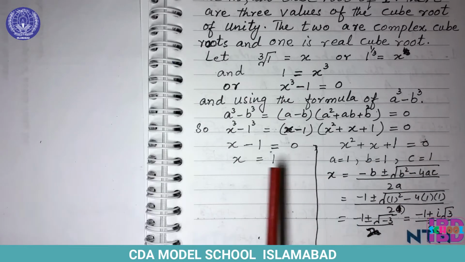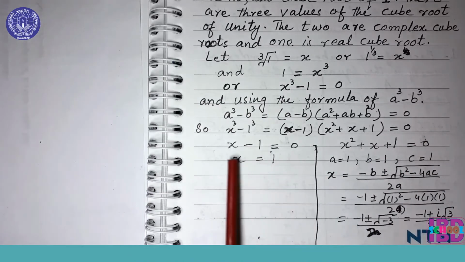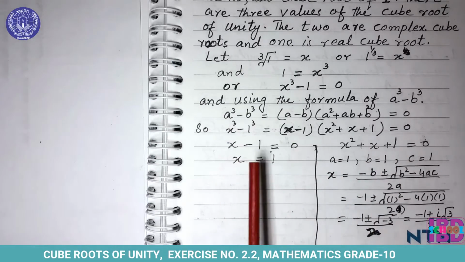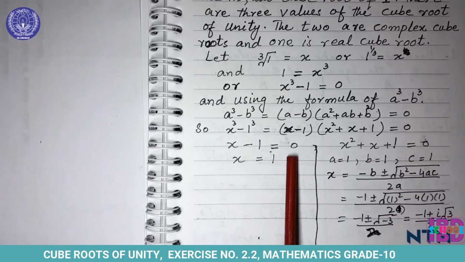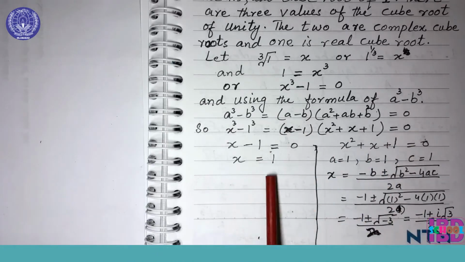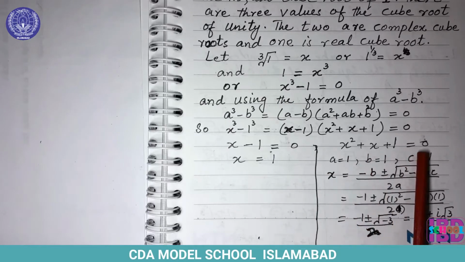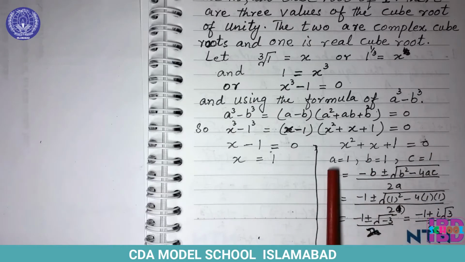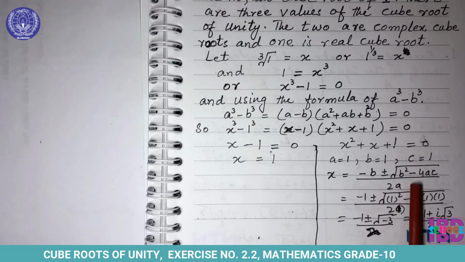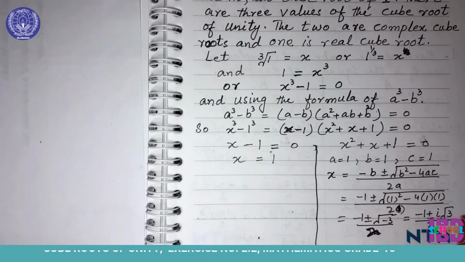And step number 5. Simplify each factor to find the value of x. So x minus 1 is equal to 0, or x is equal to 1. And x square plus x plus 1 is equal to 0. It can be simplified by using the quadratic formula, that is, x is equal to minus b plus minus under root b square minus 4ac by 2a.